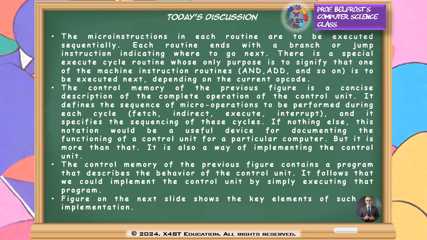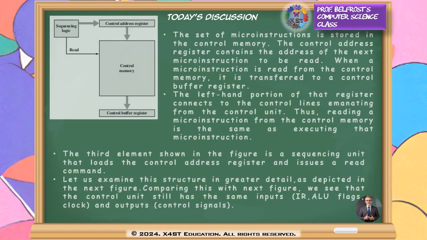Here is a figure on the next slide that will show you the key elements of such an implementation. We have sequencing logic, control address register, control memory, and control buffer register. Please pay attention to the arrows. The set of microinstructions is stored in the control memory, and the control address register contains the address of the next microinstruction to be read. The microinstruction read from the control memory is transferred to the control buffer register.